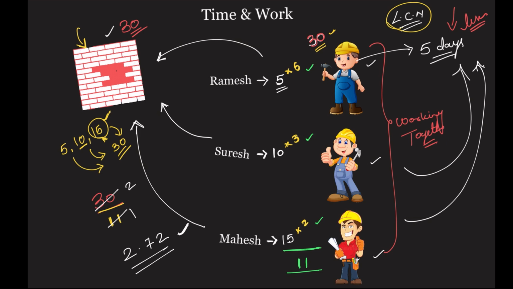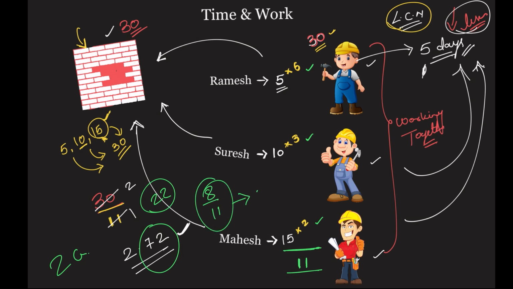As I told you, the logic said so to me at the start. It should be less than 5 days. Yes, it is less than 5 days. It is 2.72 days. So when all the 3 are working together, 2.72. Now you will wonder, sir, how can the days be 0.72? So in 2 complete days they will put in 22 bricks, and they will require 8 by 11 of the third day.